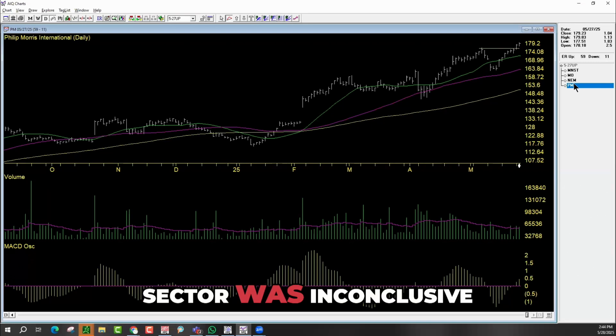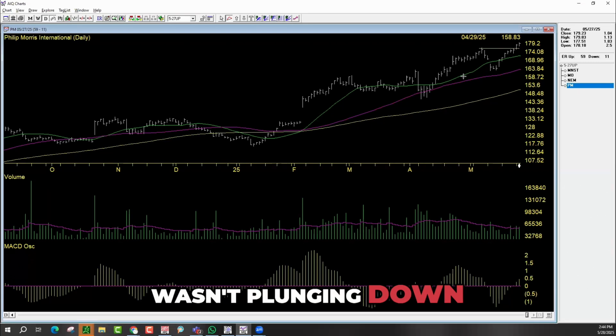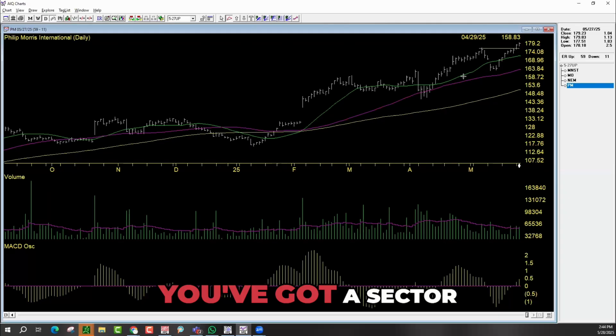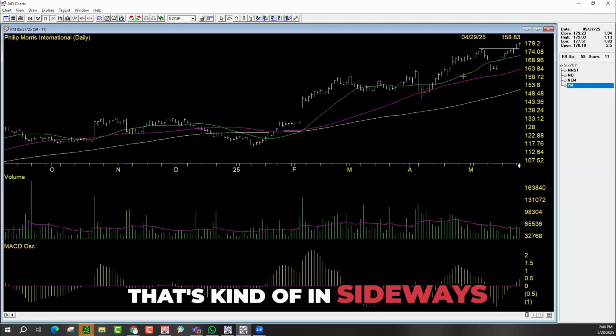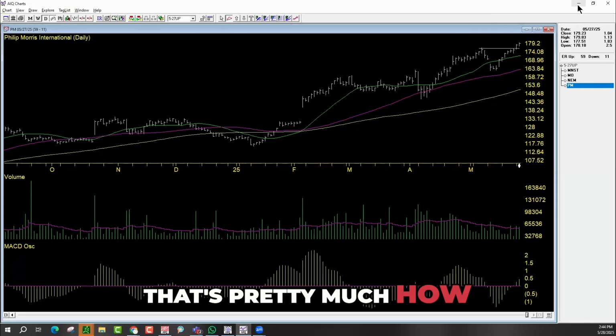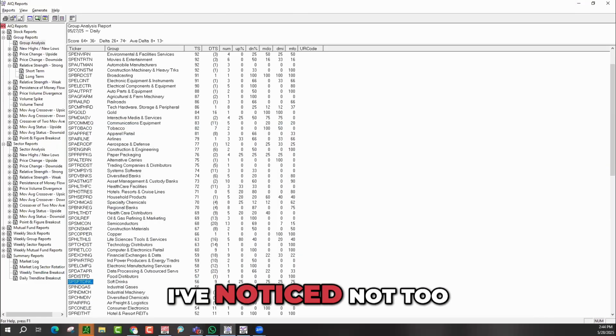And the sector, when we looked at the sector itself, was inconclusive, but at least it wasn't plunging down. So you're lining up segments: you've got the market and it's unsure, you've got a sector that's kind of sideways. You want a group and a stock to both be doing the same thing. And this is kind of what we look for when we do a top-down analysis. So that's pretty much how we do it.